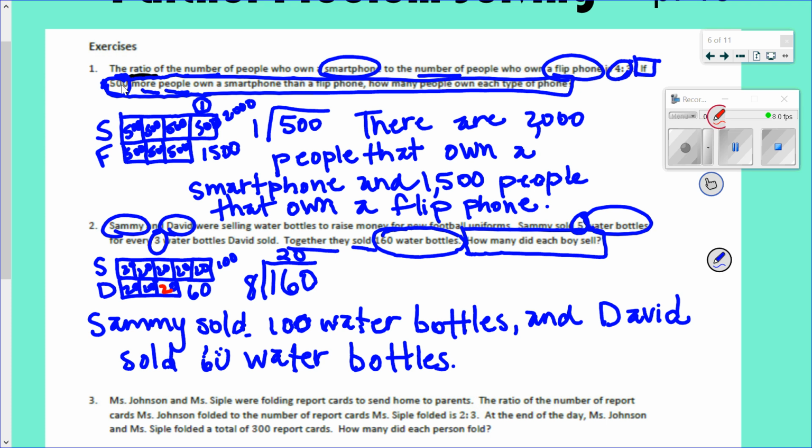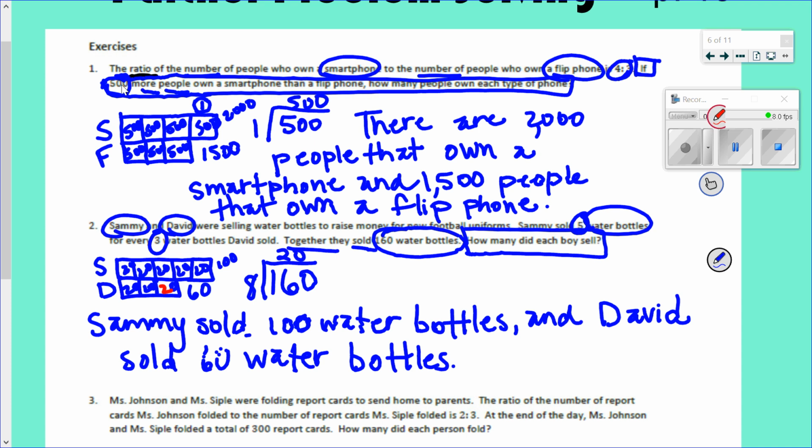Okay, and I saw there were a couple of students in the earlier class who said, but if I just divide it by 1, it's 500. Exactly, and that's okay. 500 is your ratio constant, okay? So you put it in each box. There were 2,000 people that owned the smartphone, and after you added those up, 1,500 owned the flip phone. And then I wrote it in word form.